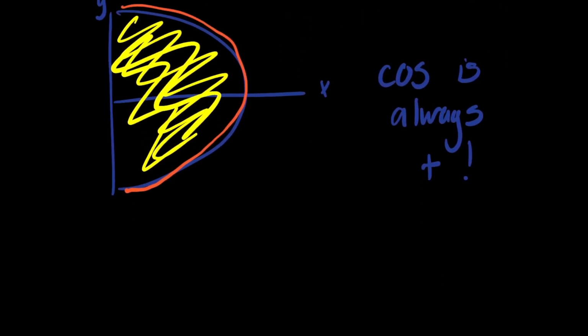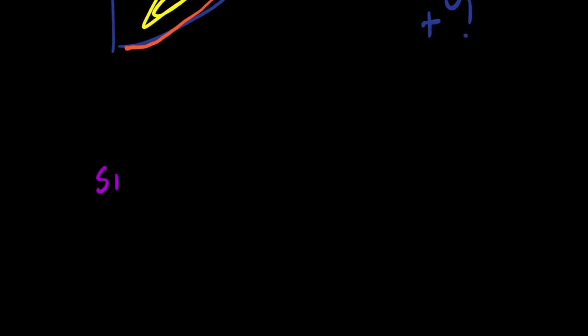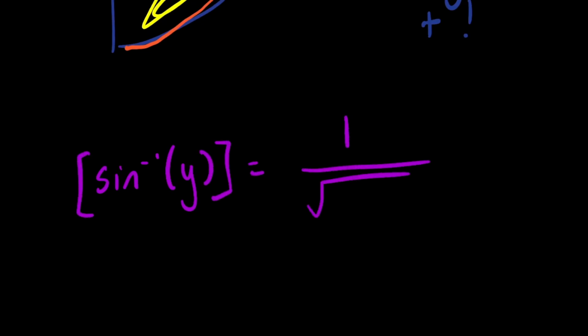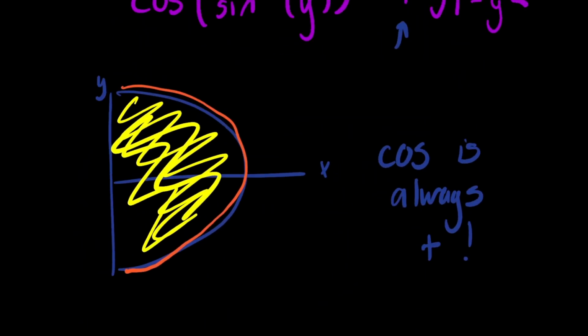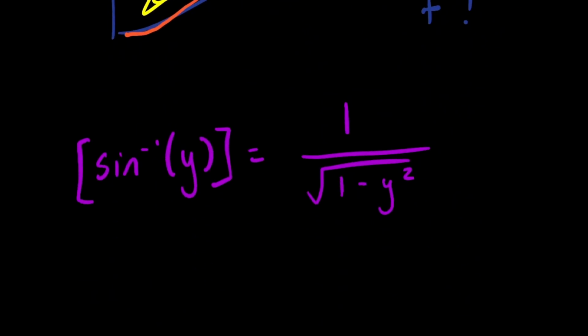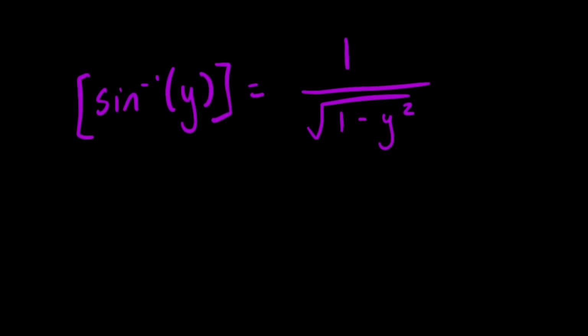and we can say that the derivative of inverse sine of y is equal to 1 over the square root of 1 minus y squared. Just like that. And that's the derivative for sine. Let's talk about the derivative of inverse tangent of x.